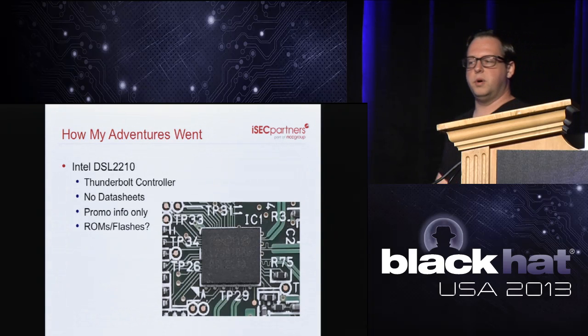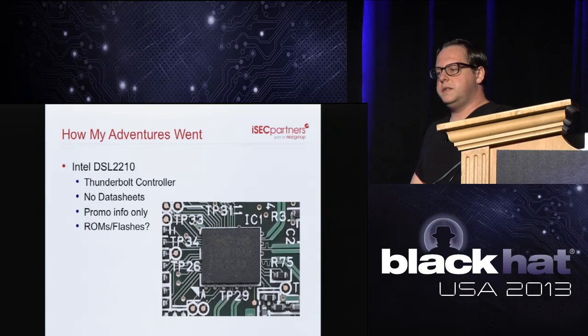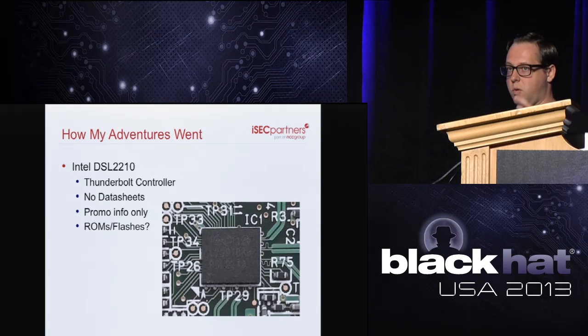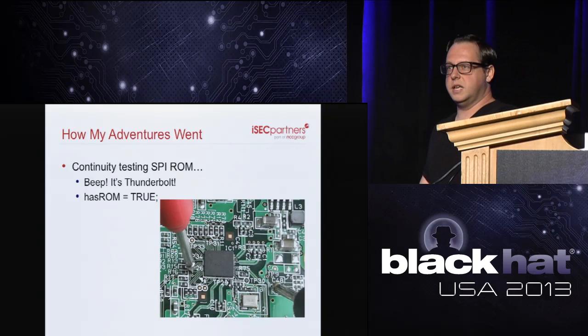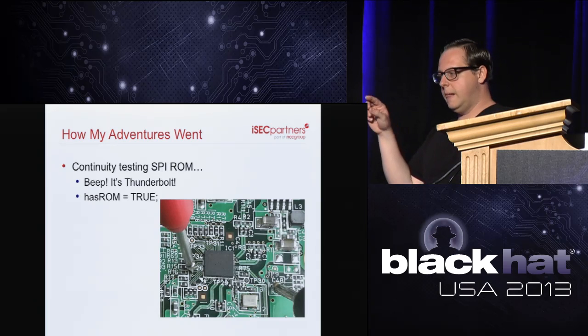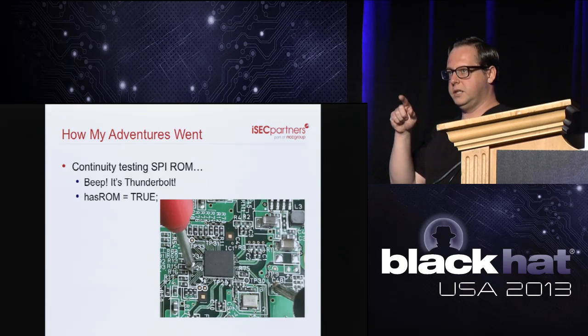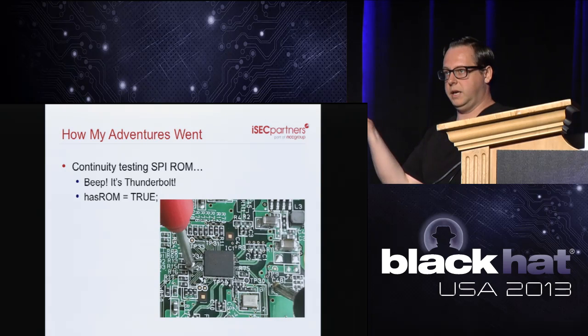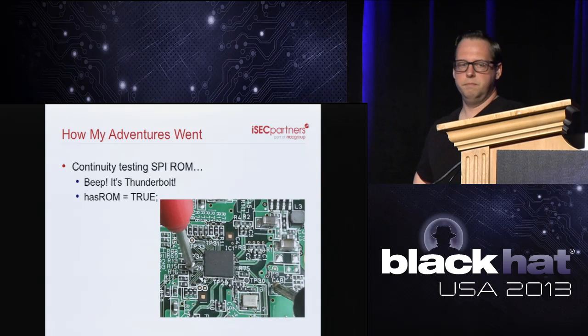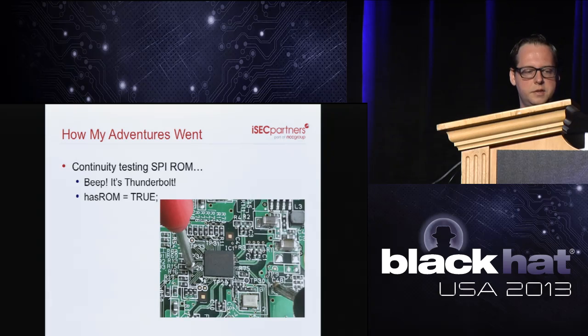Next, we'll move on to Thunderbolt, a DSL2210. This has no data sheets available online. It's promotional information only. Maybe we can find some ROMs and flashes. We noticed there was that one ROM sitting on the other side. This is where our continuity testing comes in handy. We're able to do our continuity test from the SPI lines on the ROM into some lines going into Thunderbolt, and those are traveling on the middle plane. So we're able to find out this definitely is the ROM for Thunderbolt.